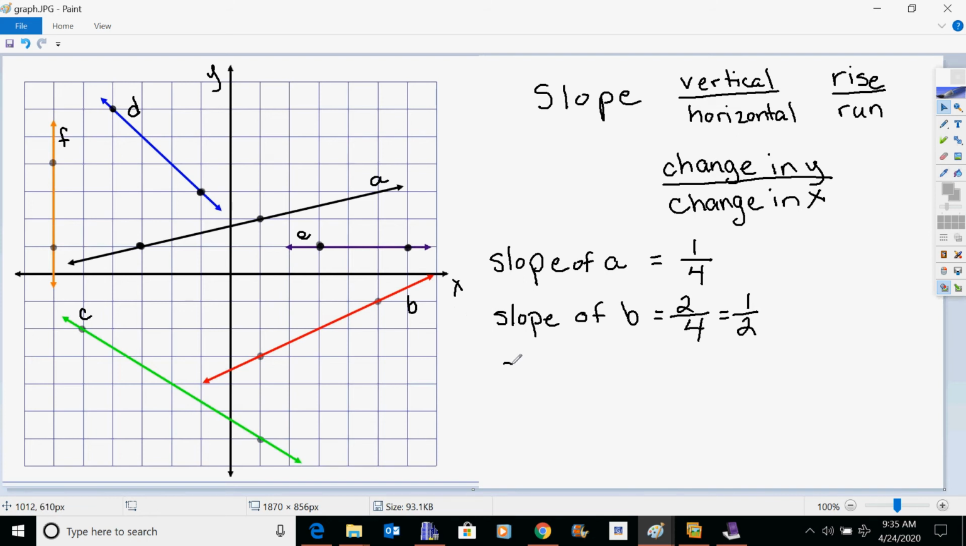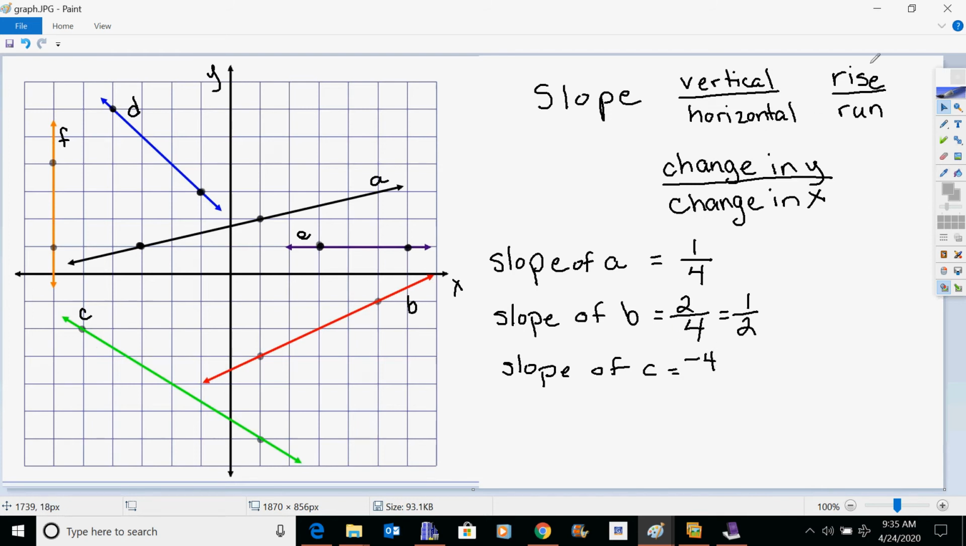Let's look at the slope of C. Okay, the slope of line C. Okay, well this one, we've got a ways to go here. We're going to go from this point to this point. We go down 1, 2, 3, 4. And when we're going down 4 to get to that level, down 4, that's a negative.